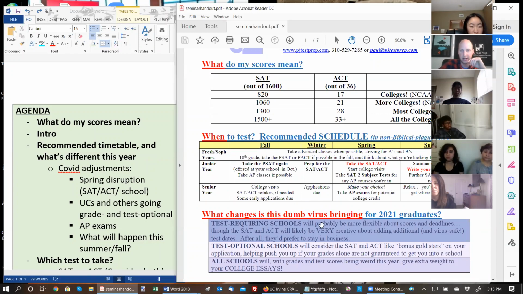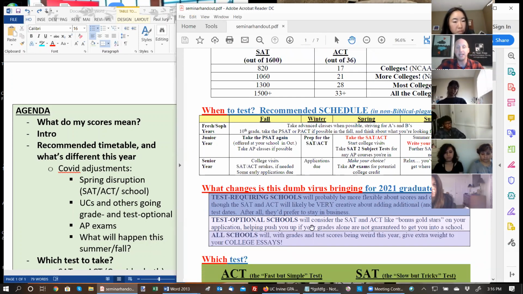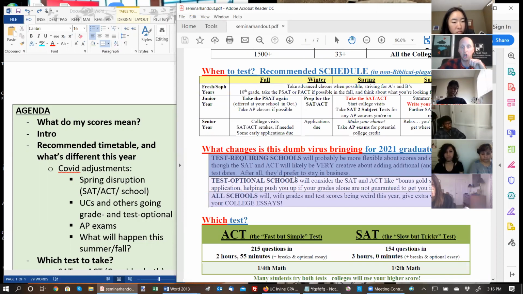Basically, as we see down here, guys, test requiring schools are going to still require it. There probably are going to be some that still require it through all this. They probably are going to be more flexible about their scores and deadlines. The test optional schools are going to consider the SAT and the ACT kind of like bonus gold stars on your application that will help you push up your grades if those are low or not enough to get you into a school. All colleges will, with grades and test scores being weird this year, I think there's going to be a lot of weight to the college essay this year.